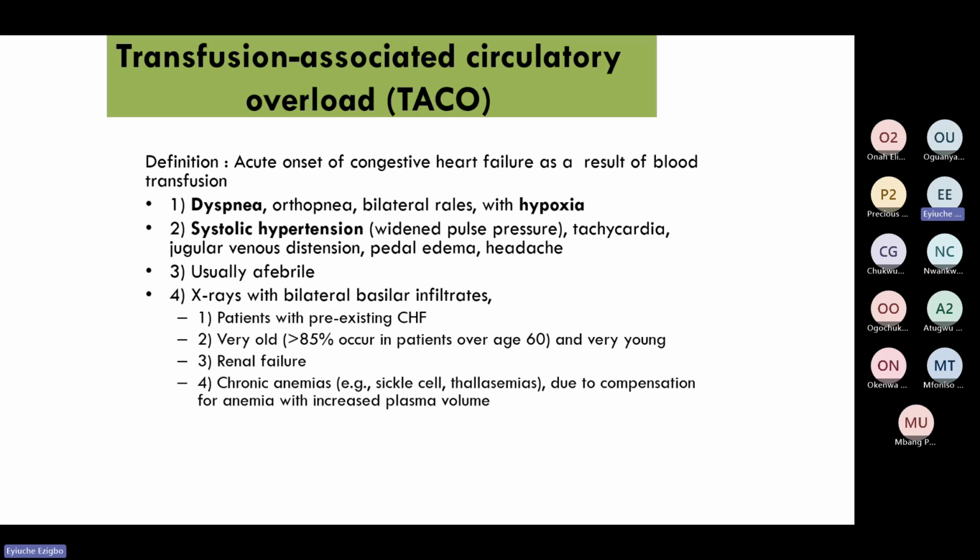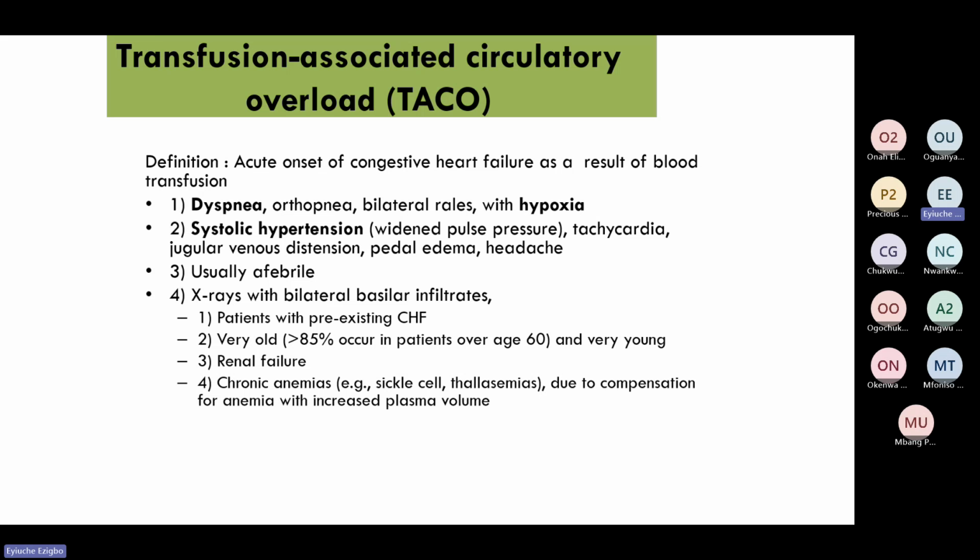So we have another acute transfusion reaction, that is transfusion-associated circulatory overload. By definition, it is acute onset of congestive heart failure as a result of blood transfusion. The presentations include dyspnea, bilateral rales with hypoxia, systolic hypotension, tachycardia, and jugular vein distension. When you look at the recipient's neck region, you can see the jugular vein distended. It is usually afebrile, with an X-ray showing bilateral basilar infiltrates.